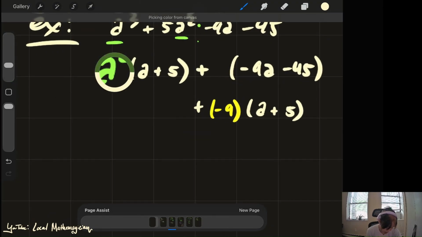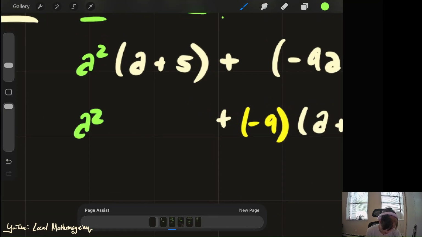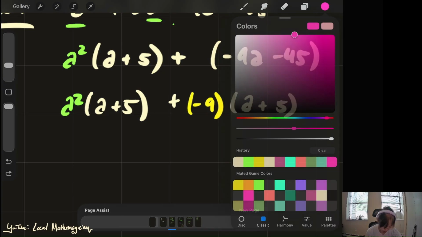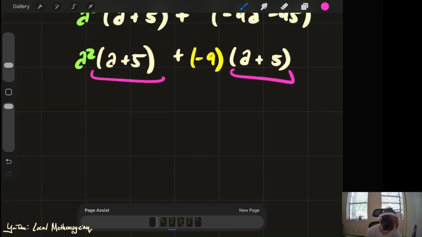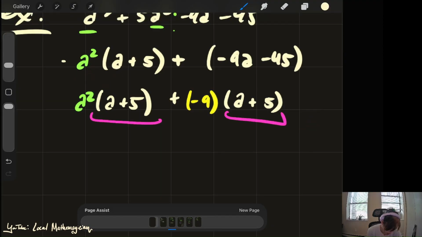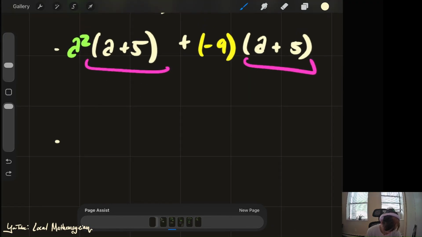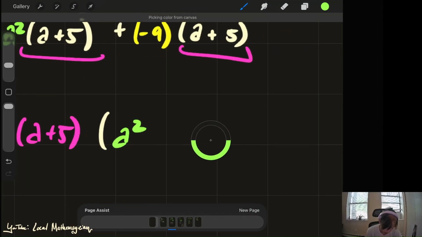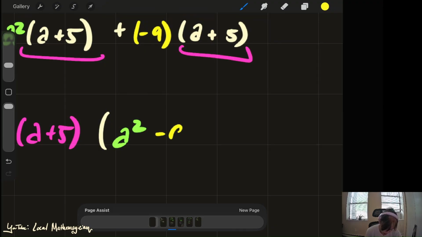Okay, we're going to rewrite this as a squared parentheses a plus 5 plus negative 9, parentheses a plus 5. Okay, both guys have an a plus 5. Let's pop this out. And I'm going to put in some equal signs. Please put in some equal signs, friends. Okay, I'm going to pull an a plus 5 out here. You're going to open parentheses. When you take an a plus 5 here, you're left with a squared. When you pop out the a plus 5 over here, you're left with minus 9, or plus negative 9.